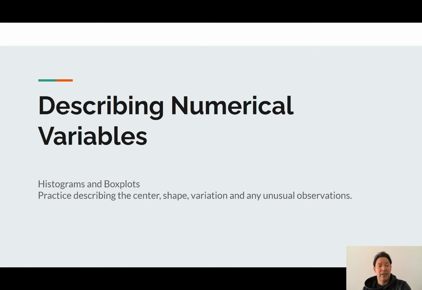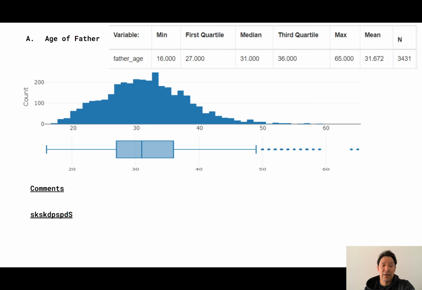I just want to say just a little bit on when you're writing your description of a numerical variable, you're just trying to tell people about the ages of fathers that are in my data.